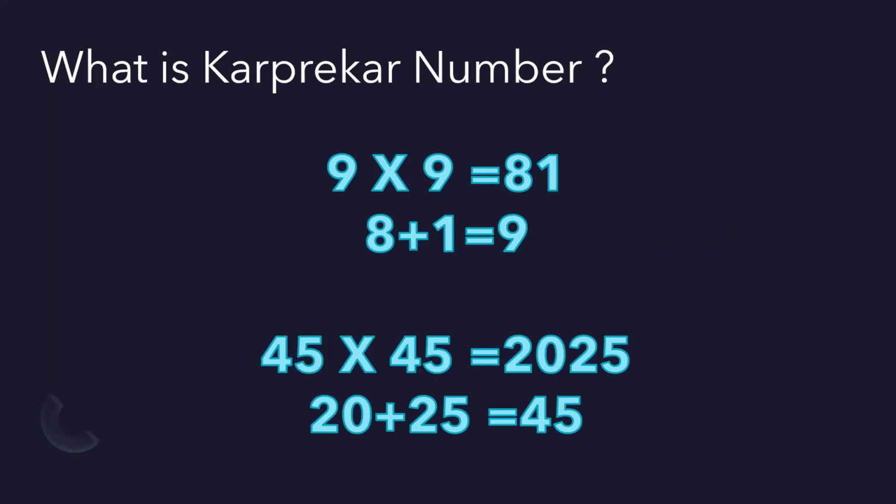Similarly, if you have 45 into 45, you will have the number 2025. If you split it into halves, it will be 20 plus 25, which is equal to 45. So if you square a number, then split it, add the parts, and get the same number you started with, it is a Kaprekar number.